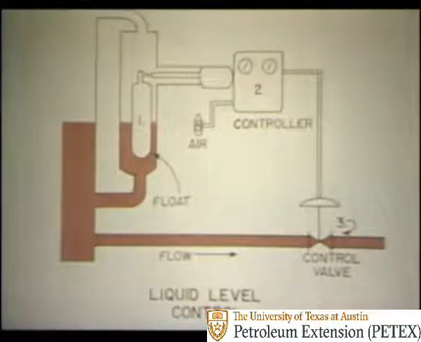Changes in liquid level cause the float, 1, to move and exert a torque or force on a metal tube which connects the float to the controller, 2. This change in torque causes the controller to change its output pressure signal to the control valve, 3, and opens or closes the valve to restore the liquid level to the desired height in the vessel.